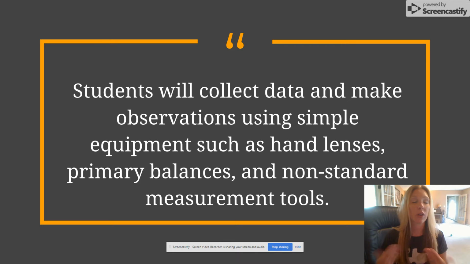So maybe part of their collecting of data is making observations that you'll explain in class, but for your learning objective, just: the students will collect data using, and you can talk about that, using these simple equipment. That is how they're going to be collecting the data.